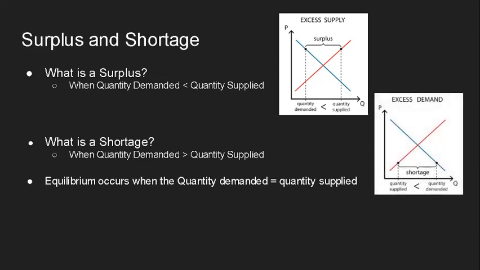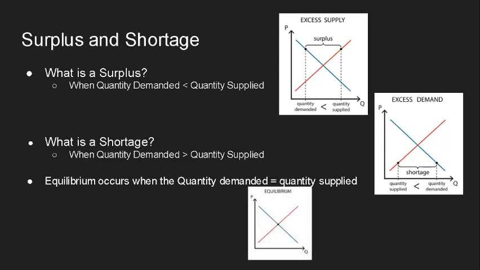Next, let's discuss what a shortage is. This is basically when quantity demanded is greater than quantity supplied. So, if the government decides to put a price ceiling, reducing the price, the quantity demanded will be greater than quantity supplied because suppliers are not willing to produce how much buyers want.